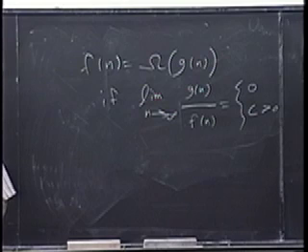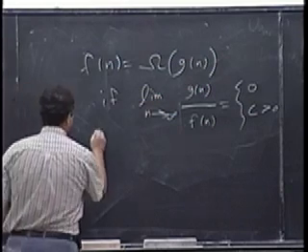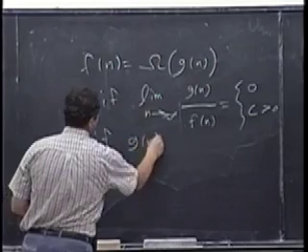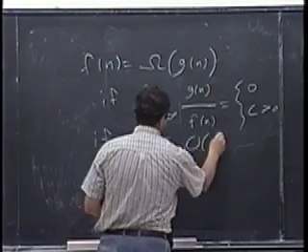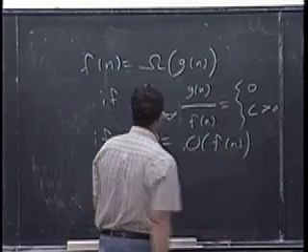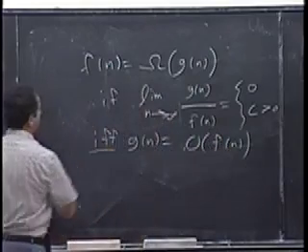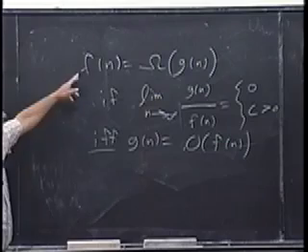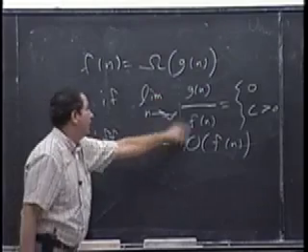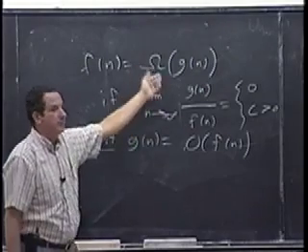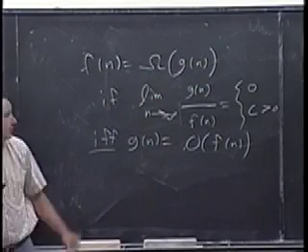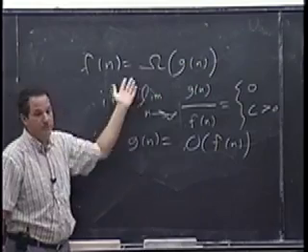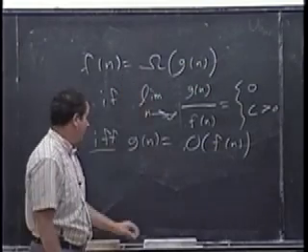g of n is big O of f of n. Yeah, this is the sort of reciprocal relationship: g of n is big O of f of n. So these two, big O and omega, it's just a matter of convenience which one you use, because we're really talking about a relationship between f and g that could be expressed either way.